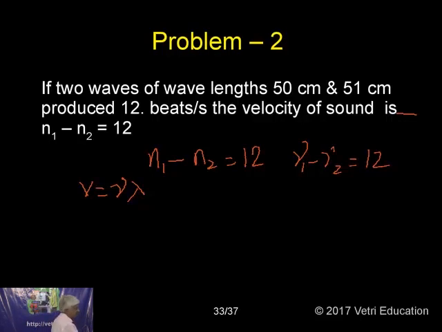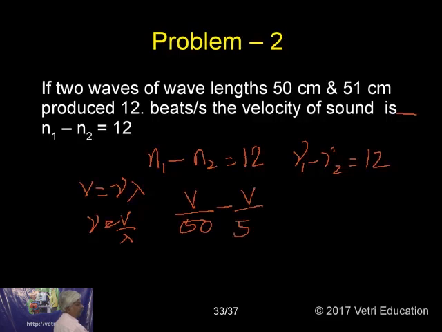V is equal to nu lambda, therefore nu is equal to V by lambda. For nu1 minus nu2, nu1 is V by lambda1, that is 50, minus nu2, V by 51, equal to 12. From this, we have to find the value of V. So it is very difficult. Kindly go through the problem. The parameters are given in centimeter. If centimeter is converted into meter, it should be multiplied by 10 power minus 2. If 10 power minus 2 goes to the numerator, what happens?